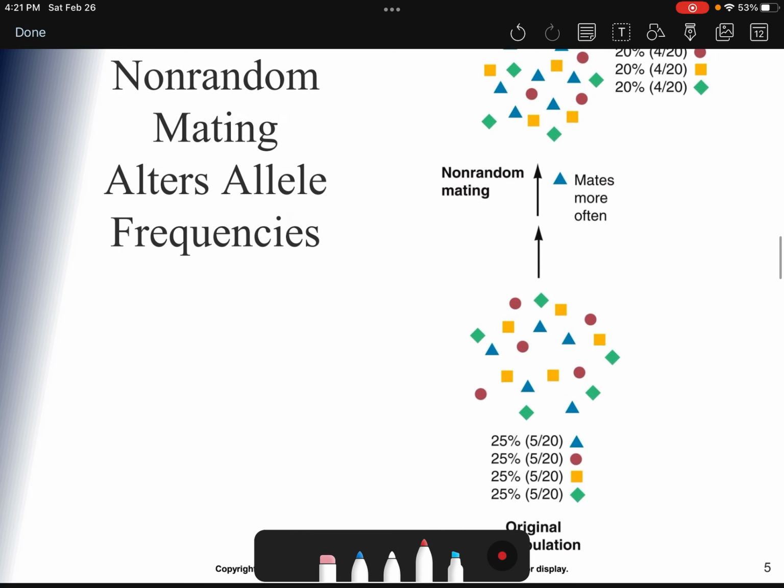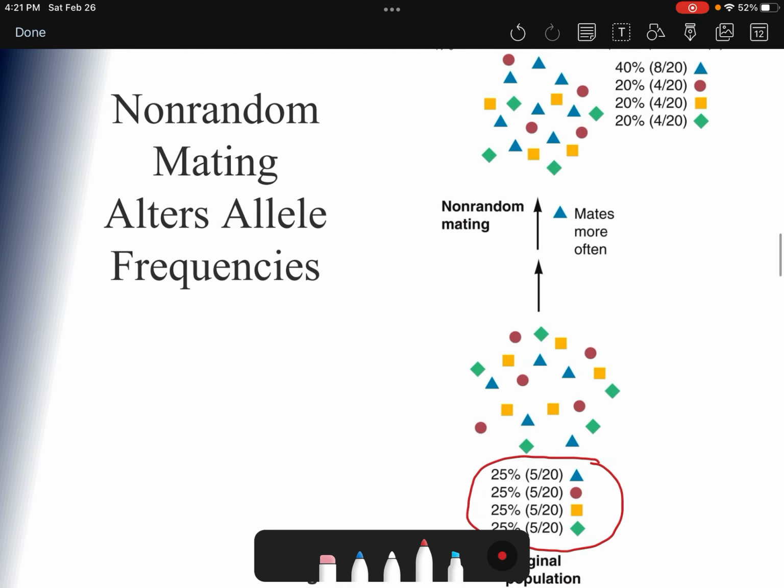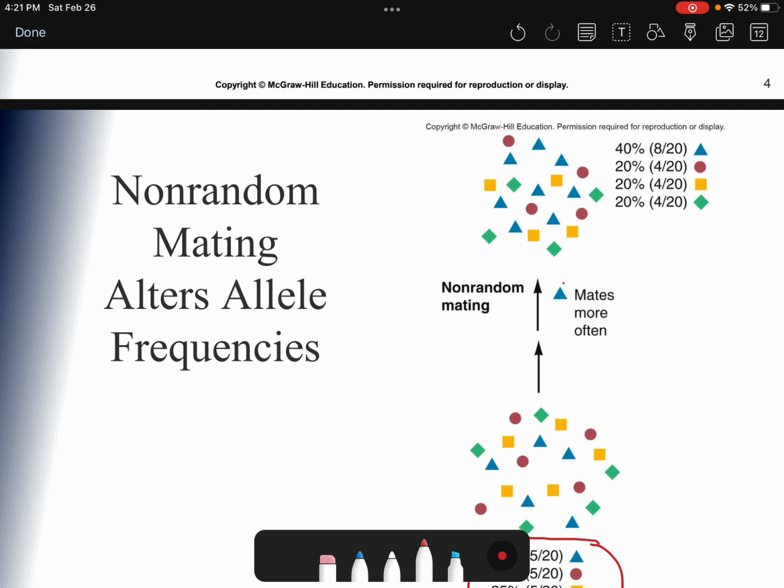And so if we were to look at this little diagram here, if we started out with a population that had an equal representation of those shapes, but then all of a sudden this particular shape started mating more often, and they tended to choose other individuals to mate with that were similar to them, over time they would be passing on their traits, their alleles, and that would become more common in the population.